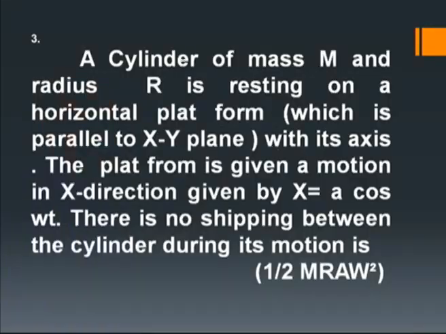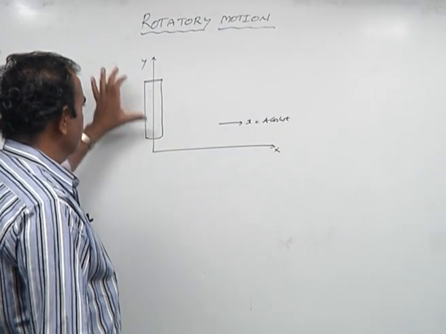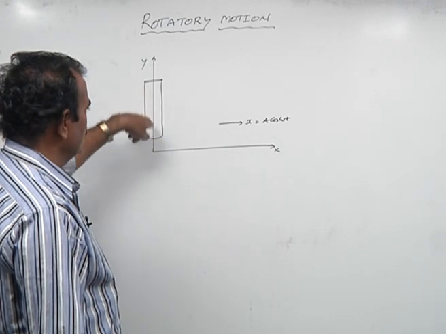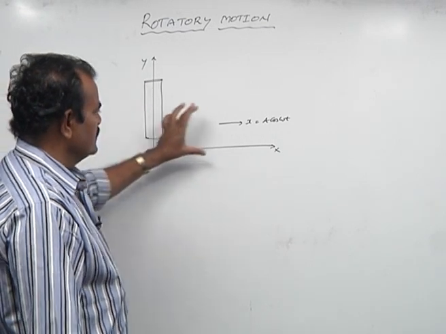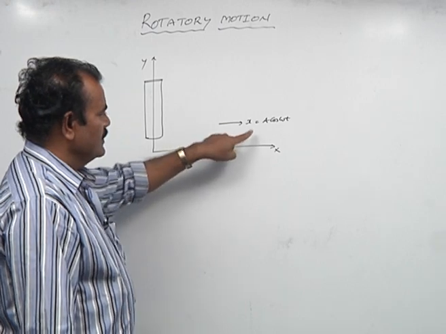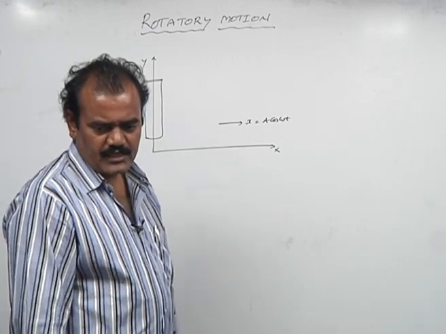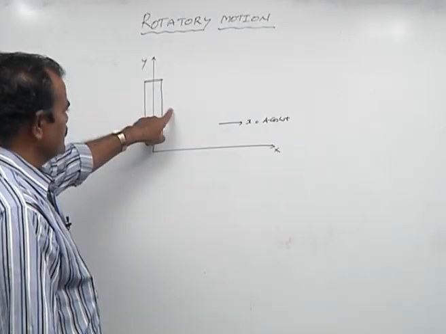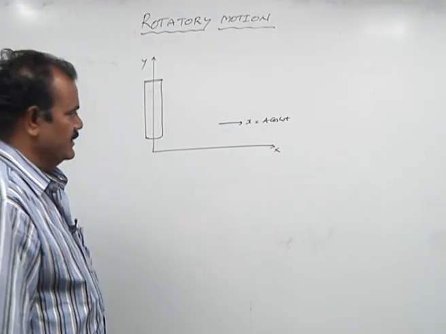There is no slipping between the cylinder and the platform during its motion, and you are supposed to find out the maximum torque acting on this cylinder. So this is the xy plane, this is the cylinder, and its axis is coinciding with the y axis. The platform is given a motion in the x direction, x is equal to a cos omega t, and you have to find the maximum torque acting on the cylinder.